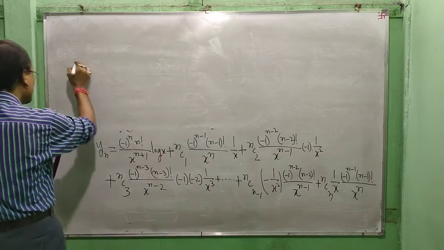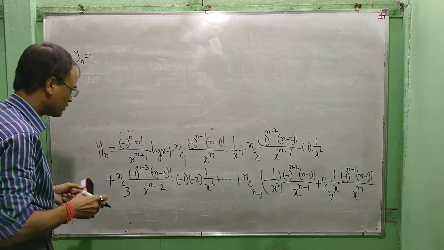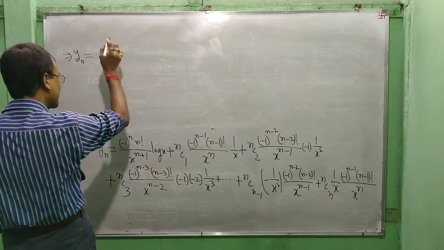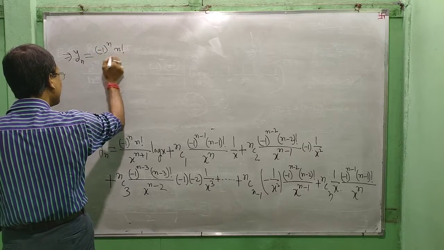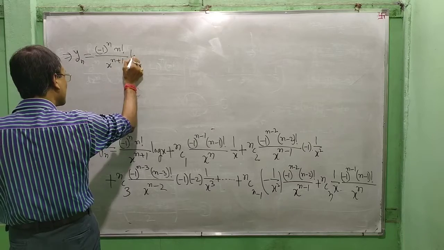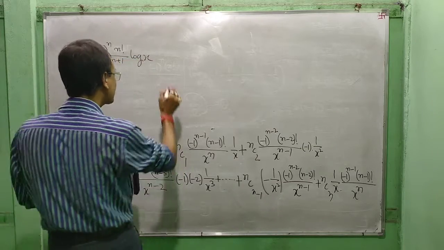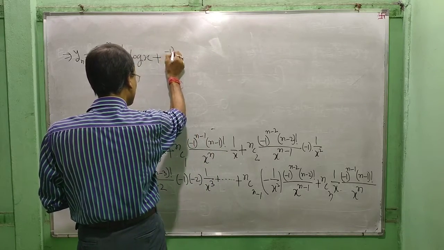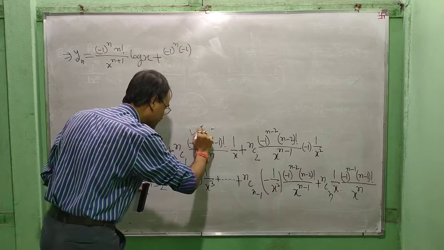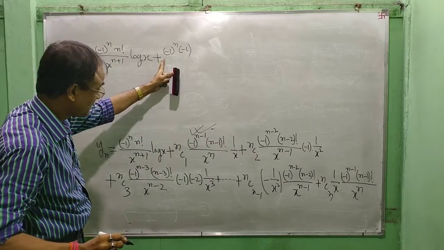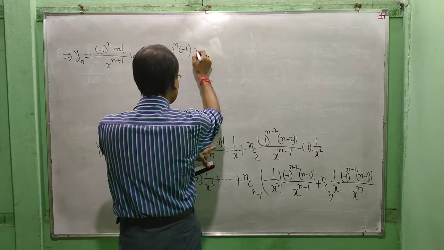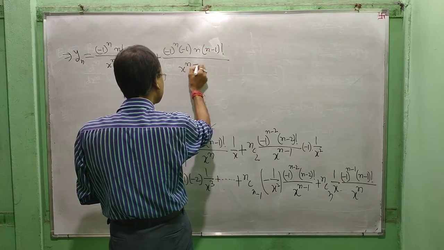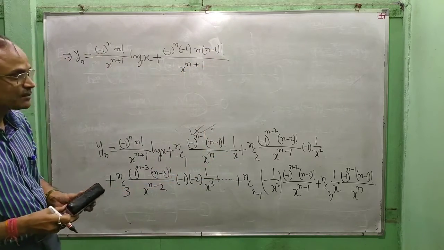Now, from this term, we will get yn, this is equal to minus 1 whole to the power n, factorial n, divided by x to the power n plus 1, log x, plus n into, you will get here n, minus 1 whole to the power n into minus 1. For this term, I am writing this. And nC1, this is equal to n. I am writing here n into factorial n minus 1 divided by x to the power n plus 1.